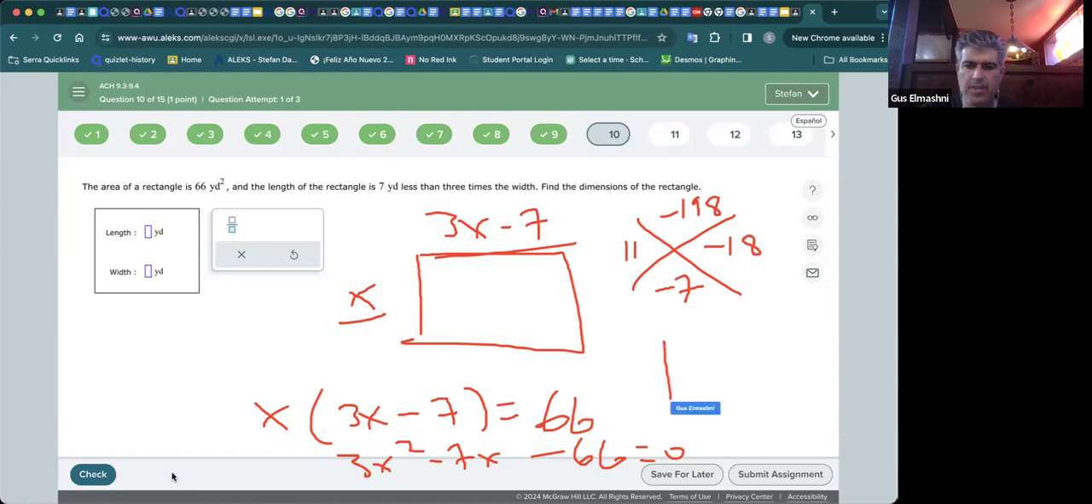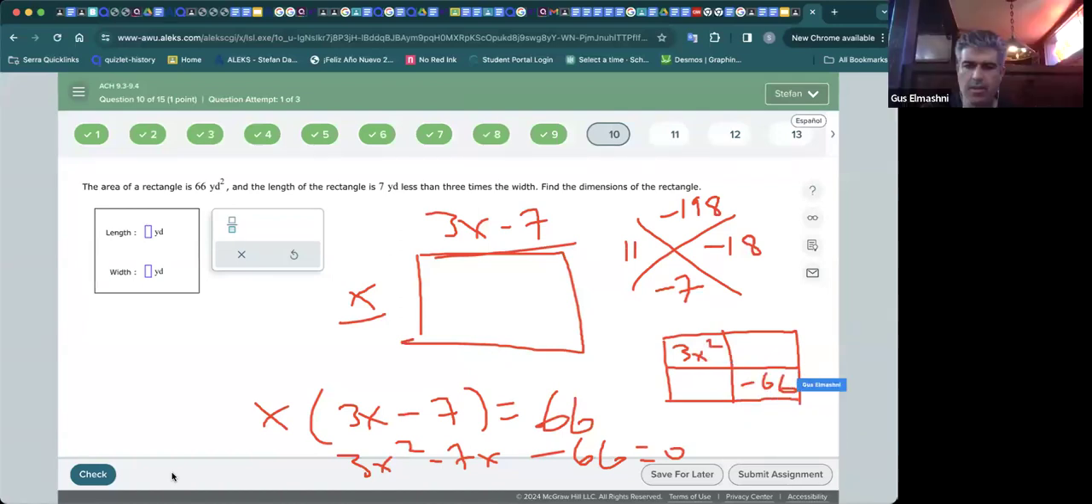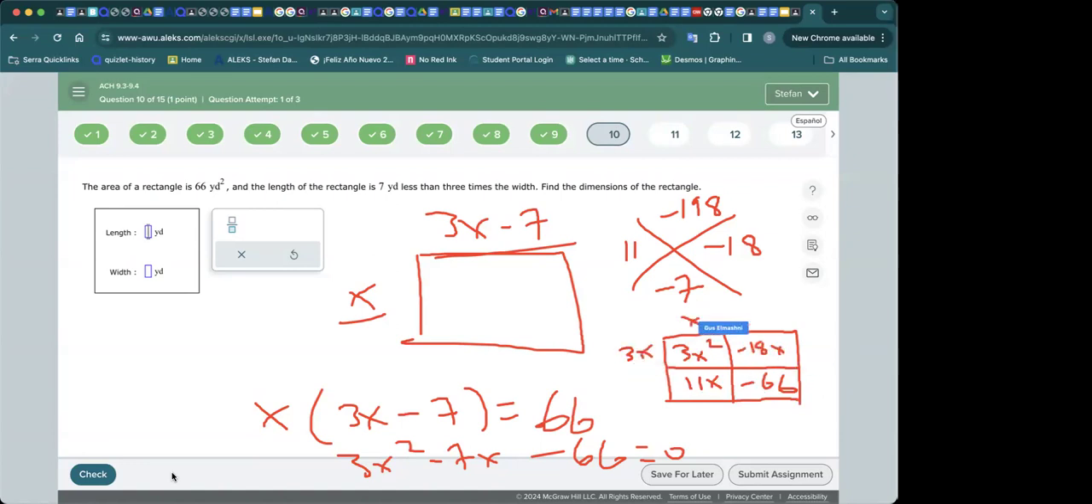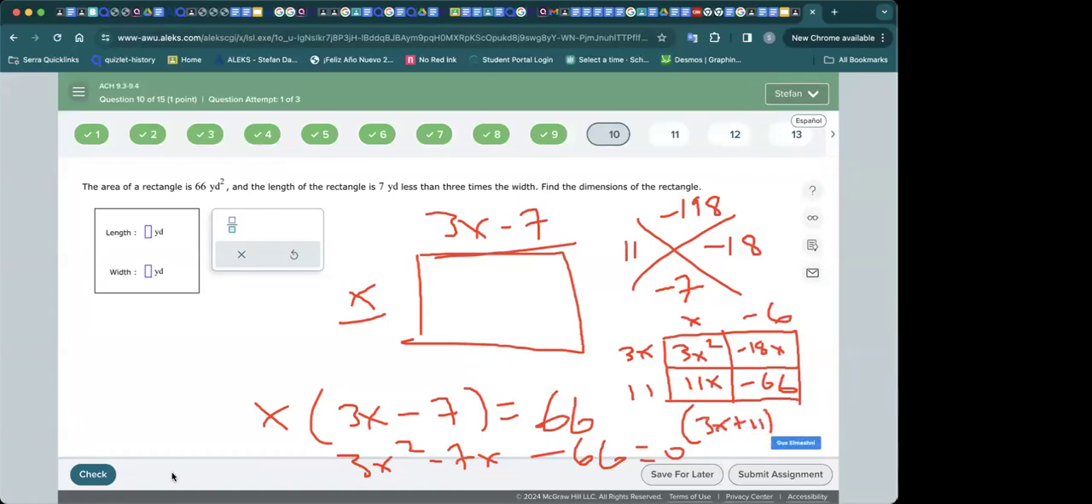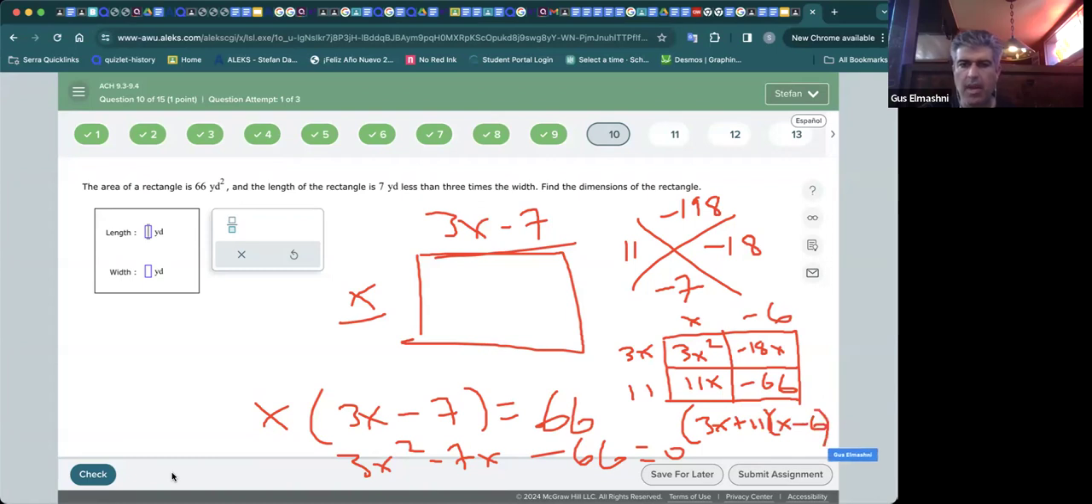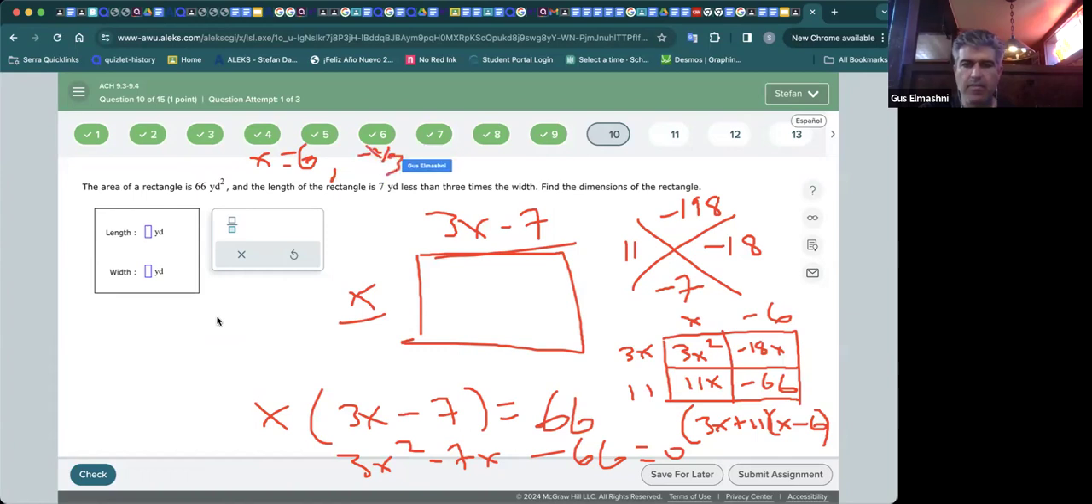Then you got to do the box. Yeah, there you go. Okay. So x equals 6 or negative 11/3, but you can't have a negative length. So you can go 6. Yeah. So your dimensions are 6 and 11. Well, hold on. The width is 6. Yeah, there you go.